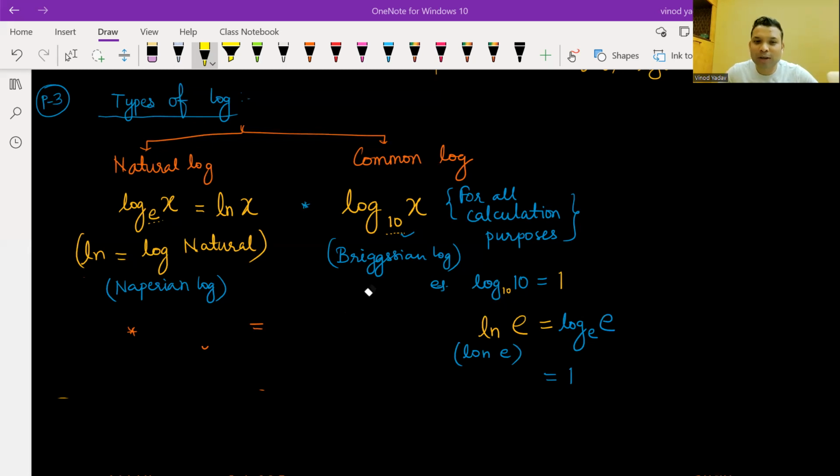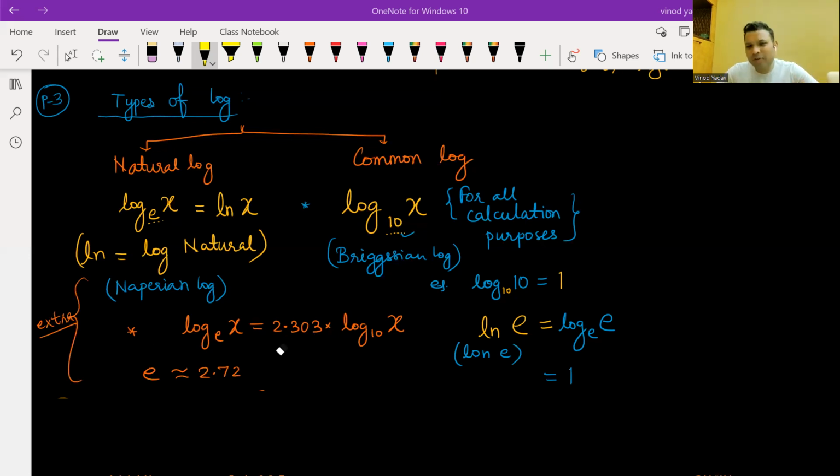ln e, log natural. So ln x. When there is no base and it's a calculation based question, we are allowed to assume the base is 10. Now, log x to the base e means ln x. ln x is equal to 2.303 times log x to the base 10. This is the conversion factor where e is nothing but an irrational number like pi whose approximate value is 2.72. This is something extra. Even if you don't know this, it is fine. Understood types of log: natural, common, base e, base 10. Cool. Let's go ahead.